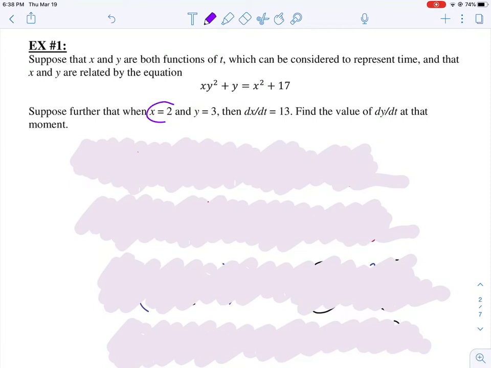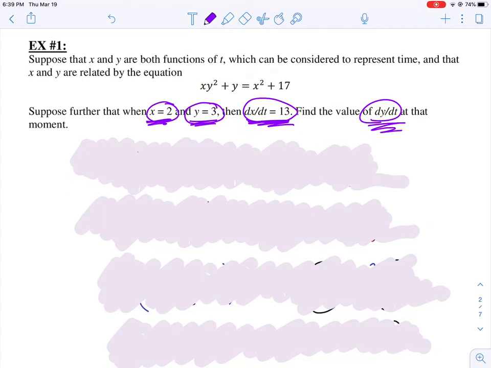Suppose further that when x equals 2 and y equals 3, well then dx/dt equals 13. We want to find the value of dy/dt at that same exact moment. So time's going on and all this stuff is changing. If you stop the clock, when x is exactly 2, y is exactly 3, and dx/dt is 13, can we find dy/dt? Okay?